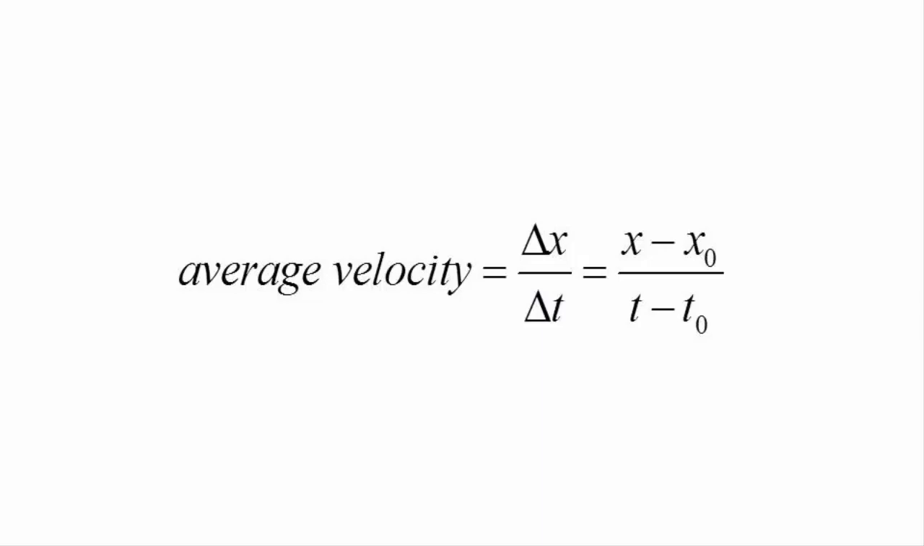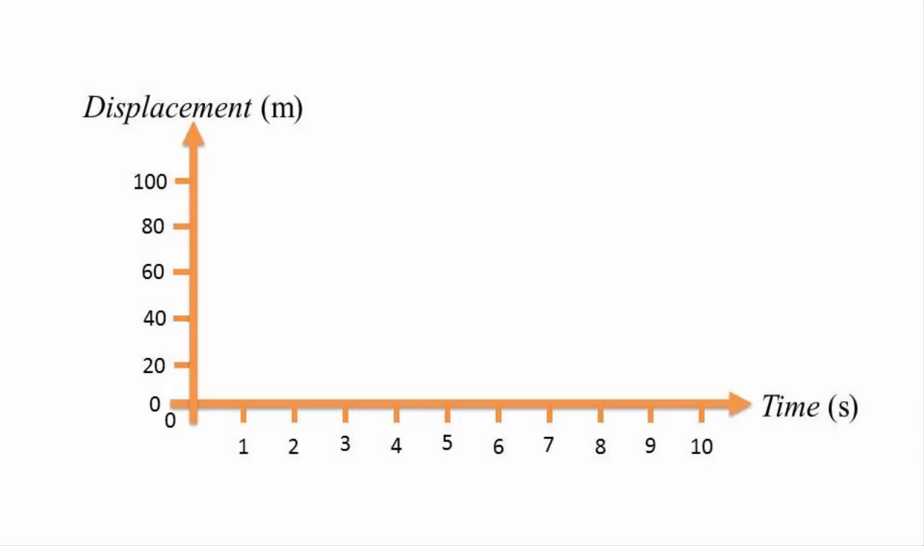Now let's plot this equation on a graph and see what it looks like. Consider a graph with time on the horizontal axis and displacement on the vertical axis. In the last video, we saw how Usain Bolt broke the world record for the 100-meter sprint by running that distance in a time of 9.58 seconds. Let's plot this time and displacement on this graph.